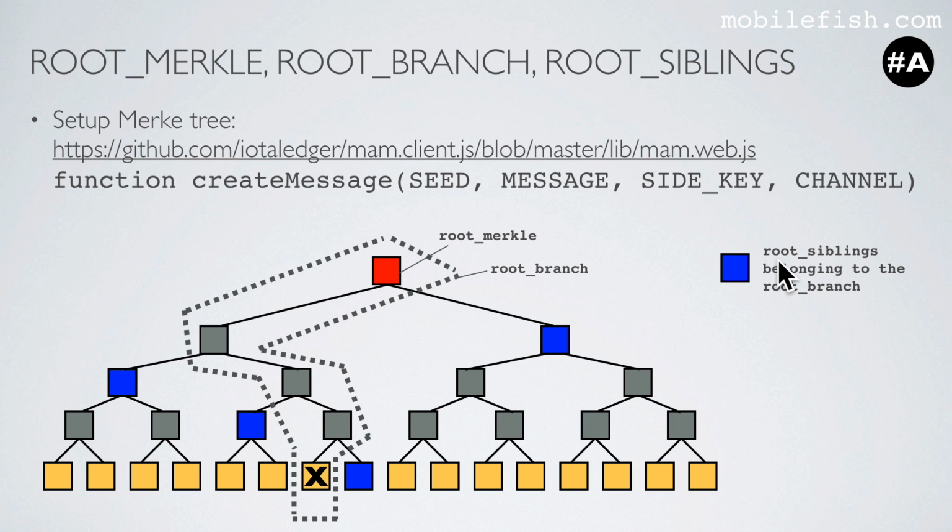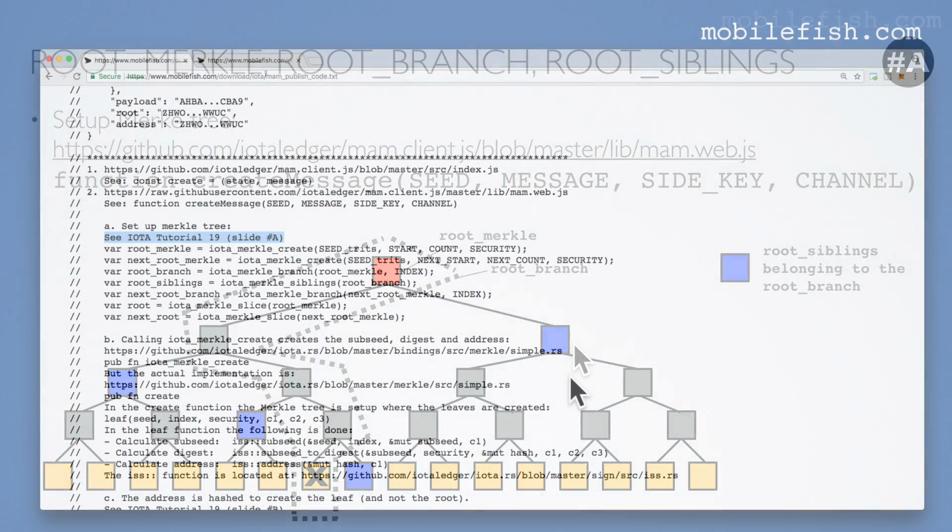And what do we mean with root siblings? If you take the root branch as your reference, then the sibling of this node is your root sibling. The sibling of this node is called your root sibling. The sibling of this node is called your root sibling. The sibling of this root is called your root sibling. If you take this root branch as your reference, then these blue nodes are your root siblings.